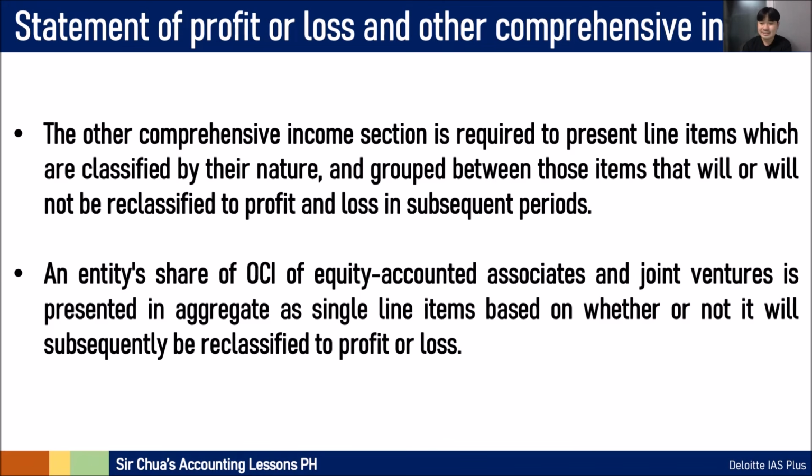Okay? An entity's share of OCI of equity-accounted associates and joint ventures is presented in aggregate as a single line item based on whether or not it will be subsequently reclassified to profit or loss. Because we have comprehensive income items that cannot and can be reclassified to profit or loss in future periods. Those things will be discussed with you in your higher accounting subjects.